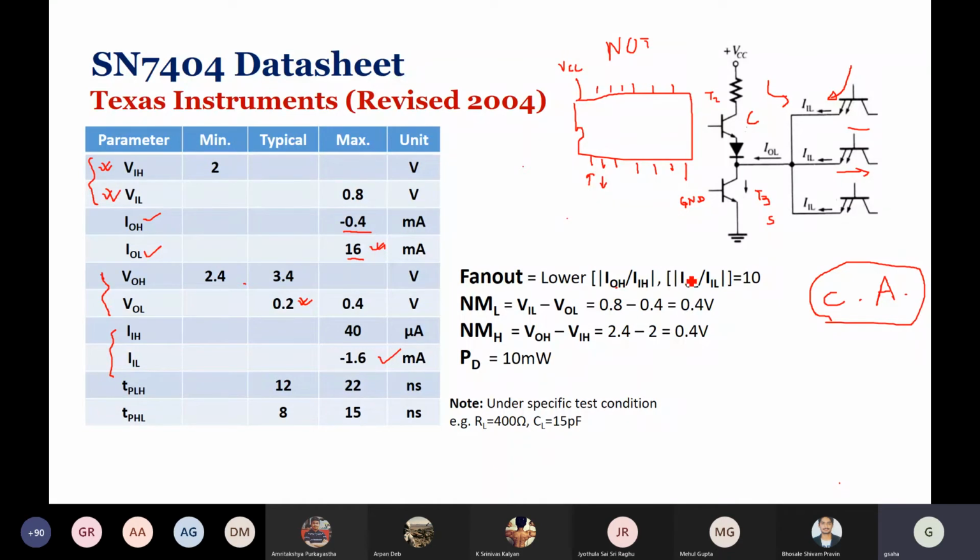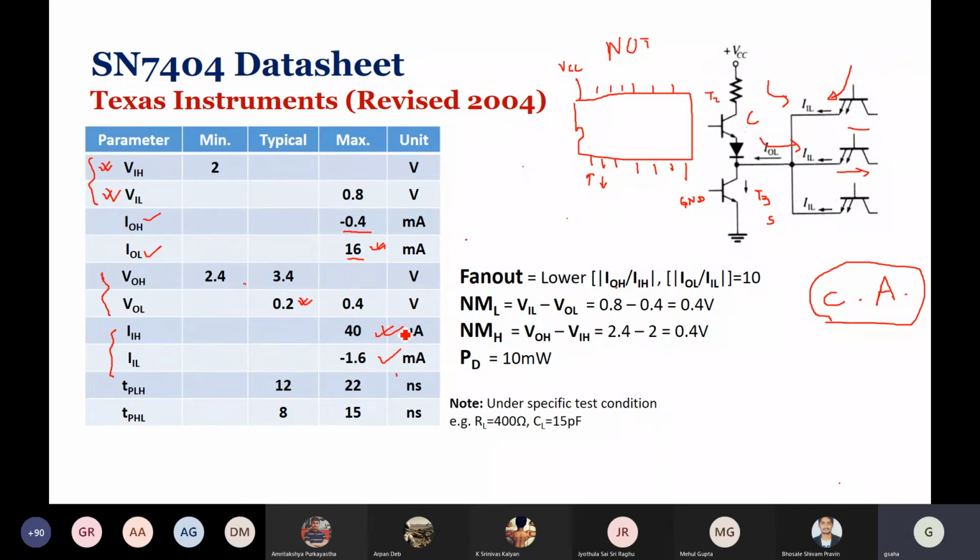And what about IIH? This is when it is working in inverse mode. Beta is very small and the base current required is very small. So when it is driving current in this direction, in inverse mode, with the output high, it is taking current. Current is flowing into it, so that is why it is positive. That is of the order of 40 microampere.